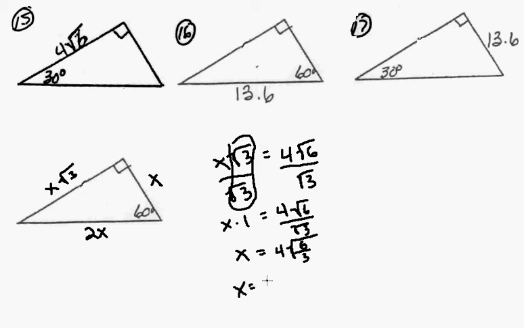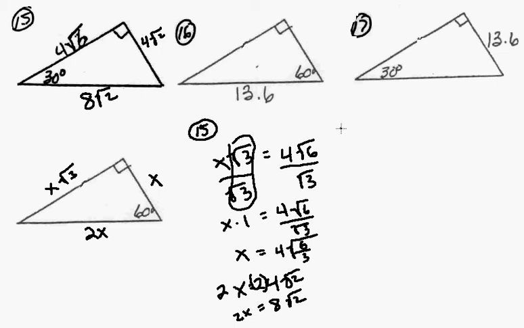So x is going to be 4 times the square root of 2. So this is 4 square root of 2. And if I multiply both sides of the equation by 2, I get 2x is equal to 8 square root of 2. And that would be alongside here, 8 square root of 2. Alright? So that's the work for number 15 right there.